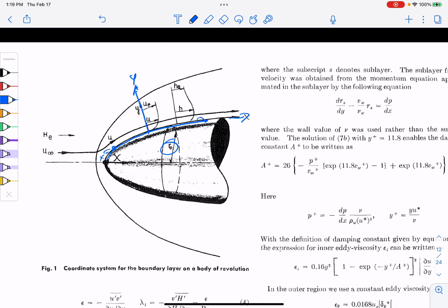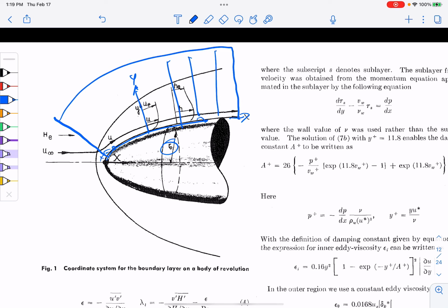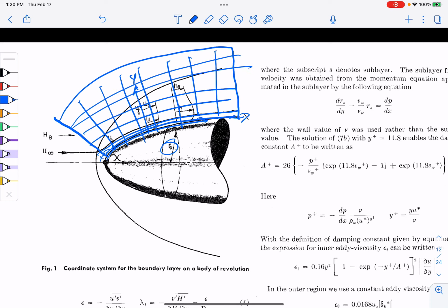His geometry is only two columns of numbers, x and r naught, and he would build a grid around it. So the grid might look something like this. And then he used grid stretching, so most of his grid points are located near the wall, like this, and they get larger and larger as you go away from the wall. And that's a good strategy when you're doing boundary layer flows.